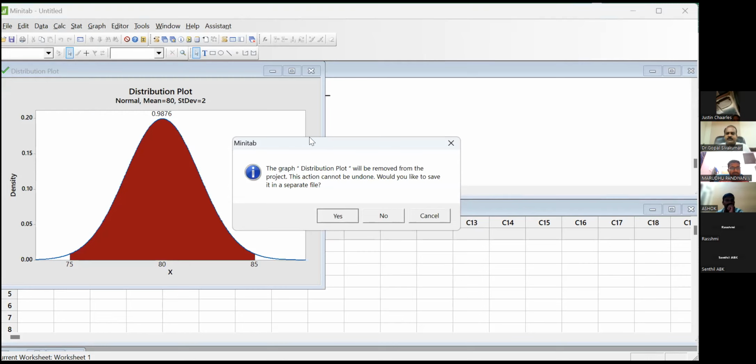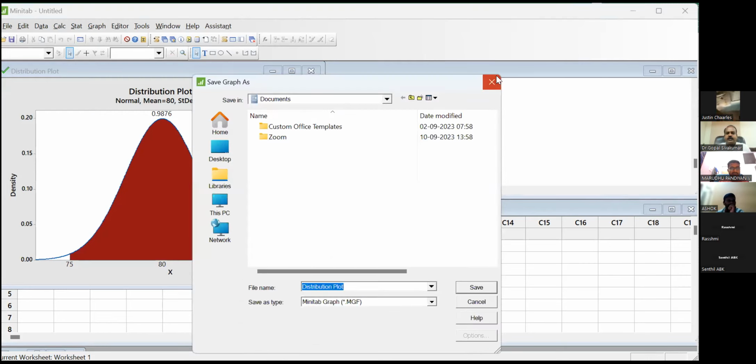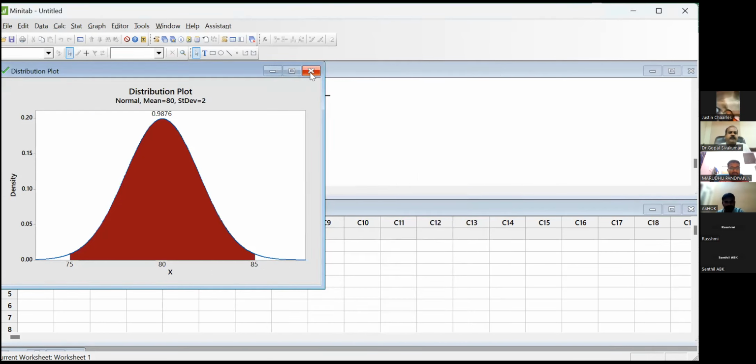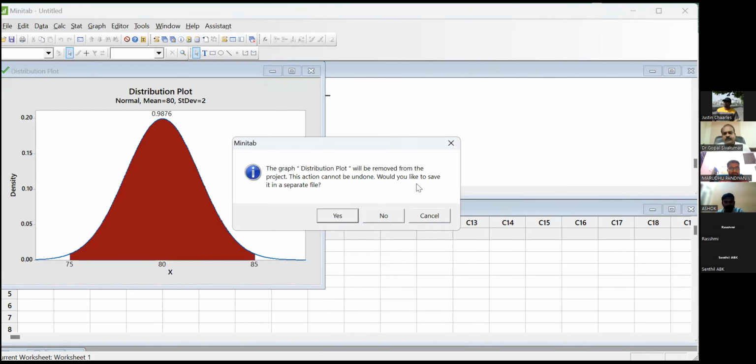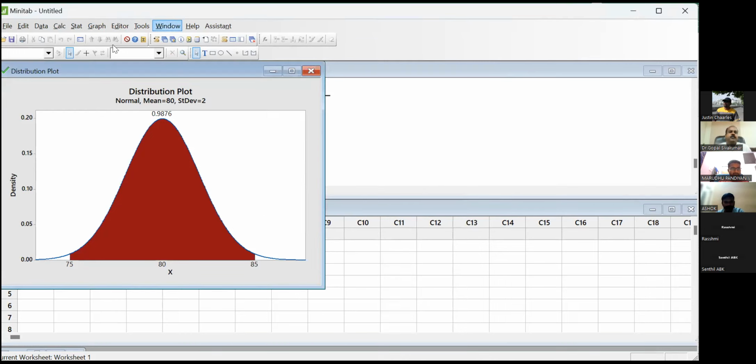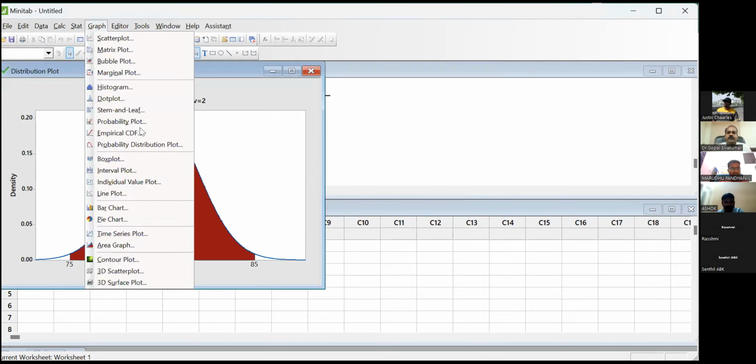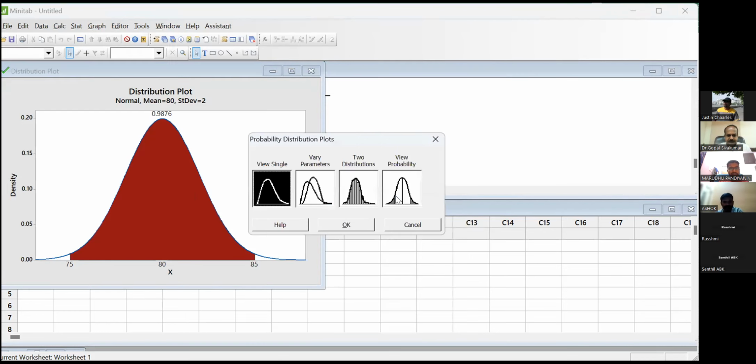You just cancel and then do it again. No need to save. Go to graph. That's why you have to be used to it, otherwise all these problems will come. Okay, go to graph. Fine. Do the same thing.